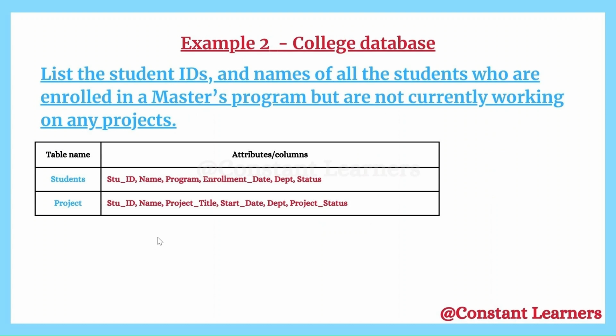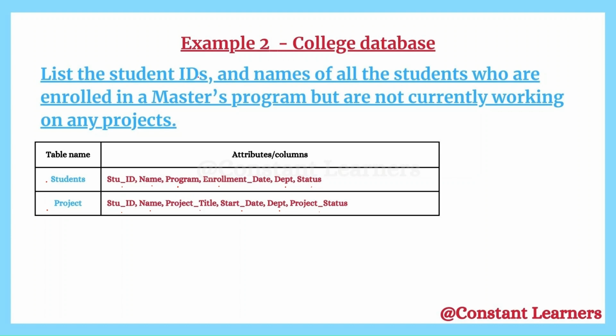For the next example, we have a college database with tables. So these are tables, students and project. And the columns are, for the students table, student ID, name, program, enrollment date, department, and status. And for the project table, the columns are student ID, name, project title, start date, department, and project status.